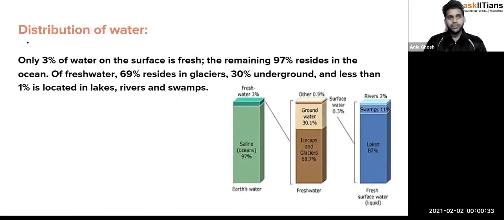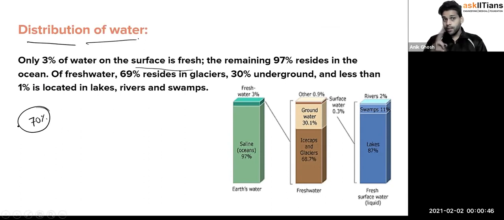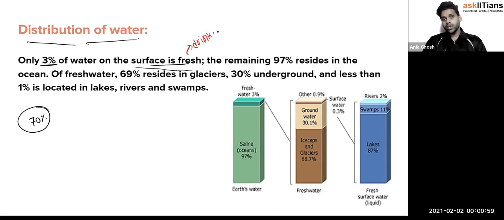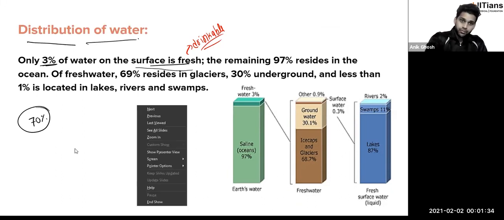Now, distribution of water. Only 3% of the water on the surface is fresh. About 70% of the earth is covered by oceans, but only 3% of the water is fresh water. Fresh water is what we drink, and we also use it for different kinds of work inside our home, to wash dishes, to wash clothes and all these things. There also we need fresh water only, because ocean water contains so much salt, right? It is going to ruin your metal things, the dishes, everything you use. So for that reason we cannot use the ocean's water. We have to use the fresh water only.